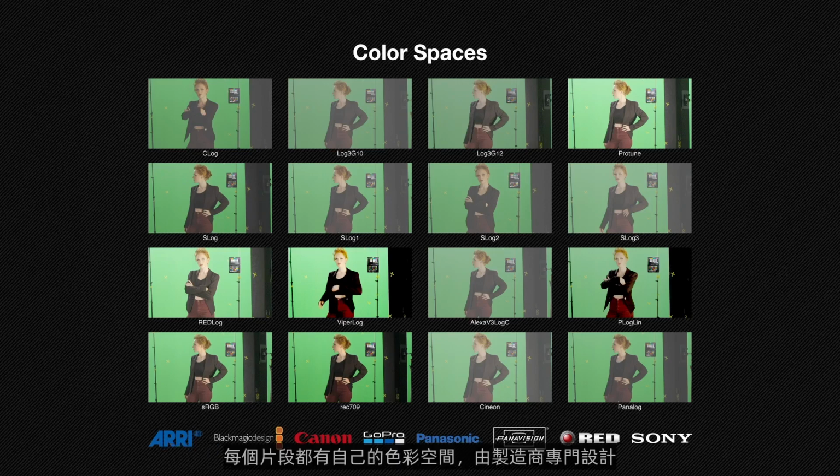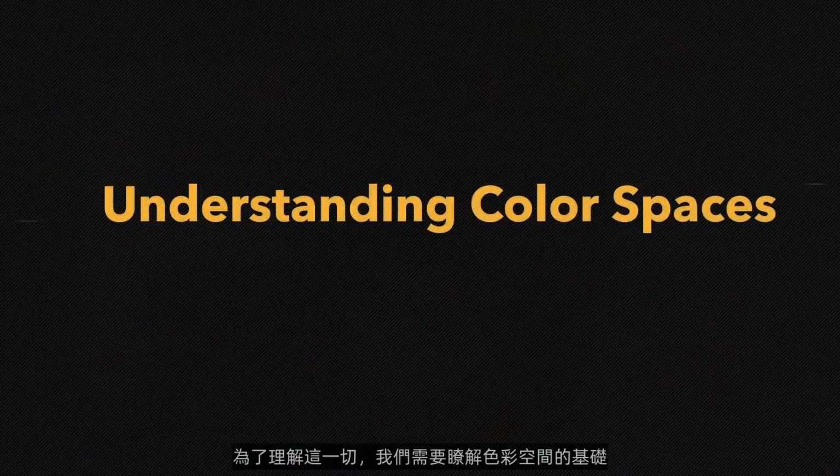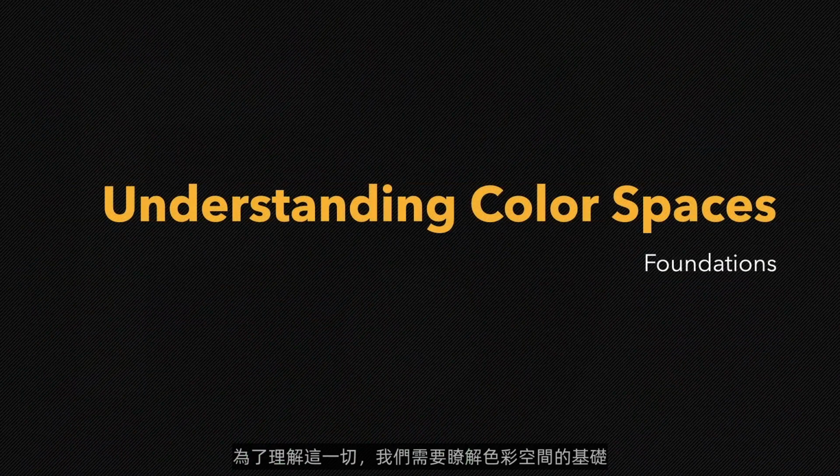Each clip has its own color space, specifically designed by the manufacturer to optimize the fidelity of the colors the sensor is able to reproduce, mapping the linear 3 stimulus values and the non-linear electronic signal. In order to comprehend all of this, we need to understand the foundations of color spaces.